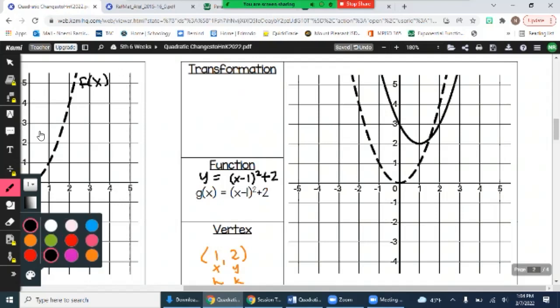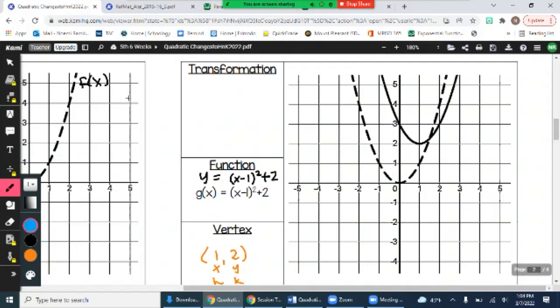All right, let's describe the transformation. Anything happened to A? No, there's nothing in the front, but there's something in the inside. It's -1, but a -1 is actually what? So if H is 1, which way does it translate? Right.